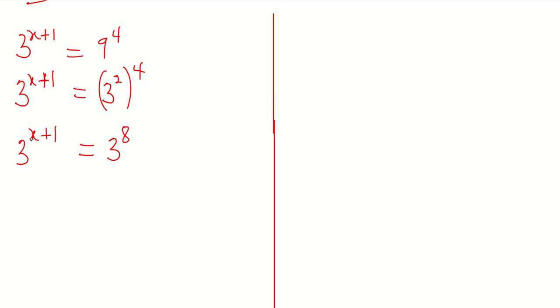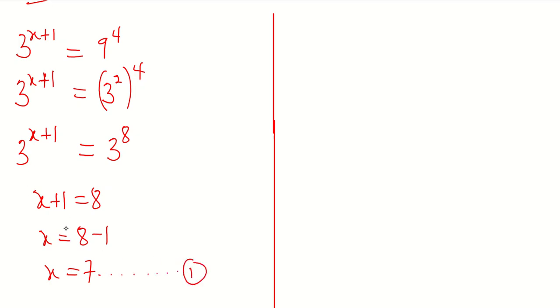At this moment, we can see that the bases are the same, and therefore we can equate the exponents, which means x + 1 = 8. To find the value of x, we have x = 8 - 1, and x = 7. Now this becomes the value of x. Since we are dealing with two variables, we can label this as equation 1.